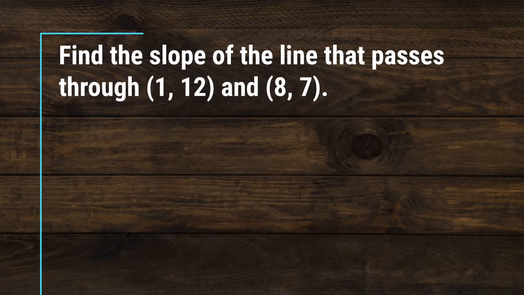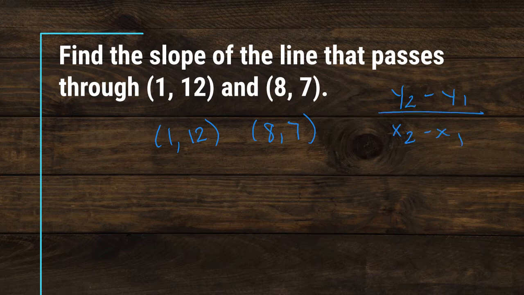Okay, so we're asked to find the slope of a line that passes through the points (1, 12) and (8, 7). So I have (1, 12) and (8, 7). Now, I have 2 x coordinates and 2 y coordinates. Remember that I said I'm going to do y2 minus y1 over x2 minus x1. So I'm going to label each of my coordinates. My first x coordinate is going to be x1, my first y coordinate is going to be y1, and then I'm going to have x2 and y2.